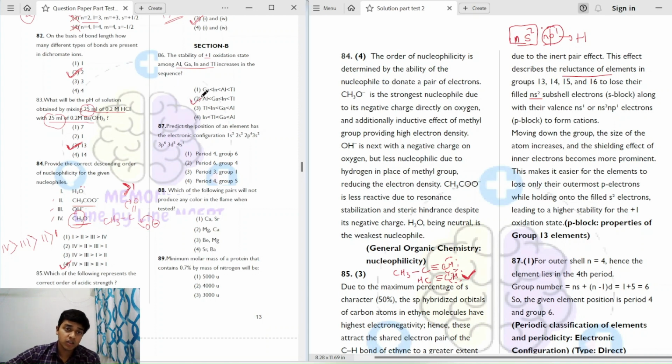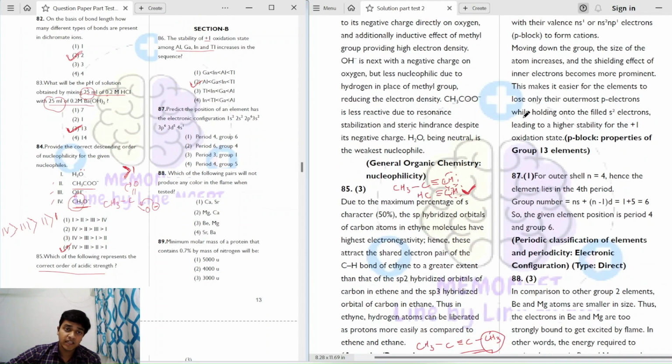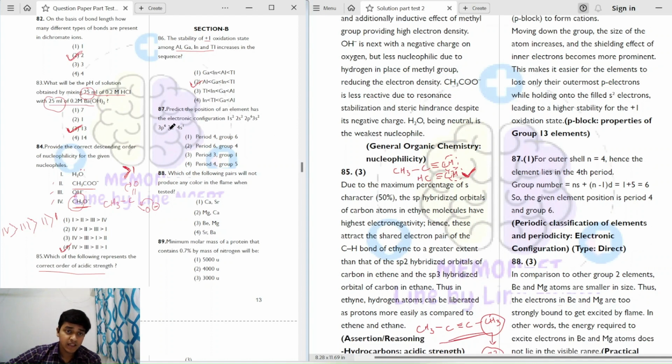Moving on to the next question, the question says, predict the position of an element which has the electronic configuration 1s2, 2s2, 2p6, 3s2, 3p6, 3d5, 4s1. Okay, so we can see that the final electrons are being filled in 4s1 and 3d5. So since the fourth shell has started to fill, that means the element is in period 4. The number of shells is the same as the number of periods. So the element will be in period 4.